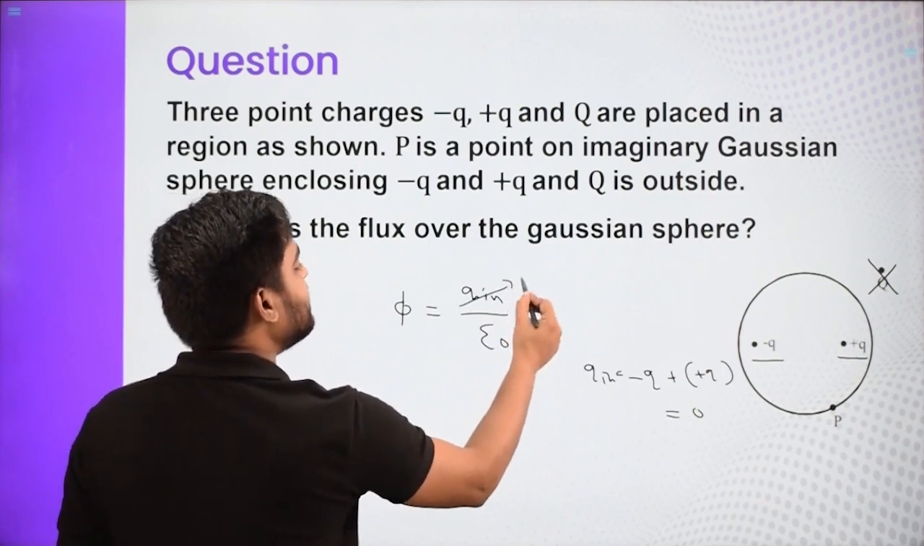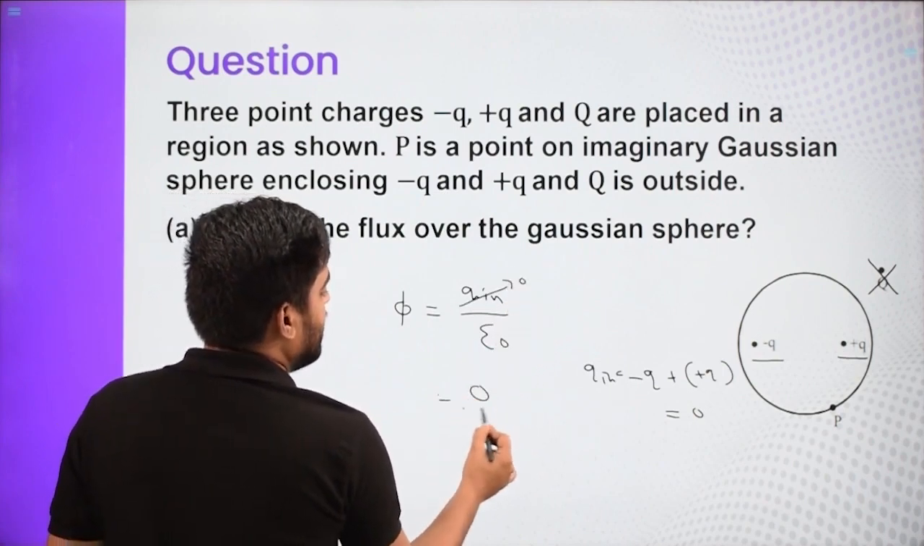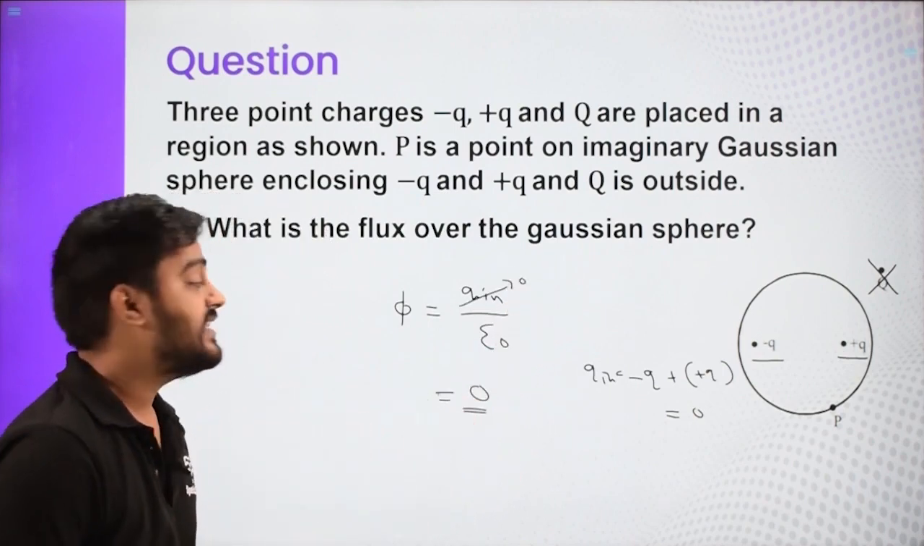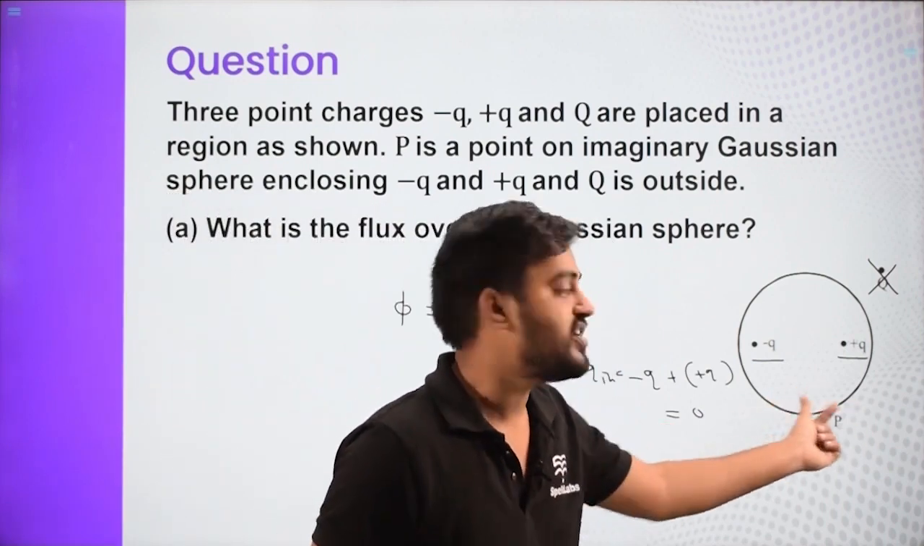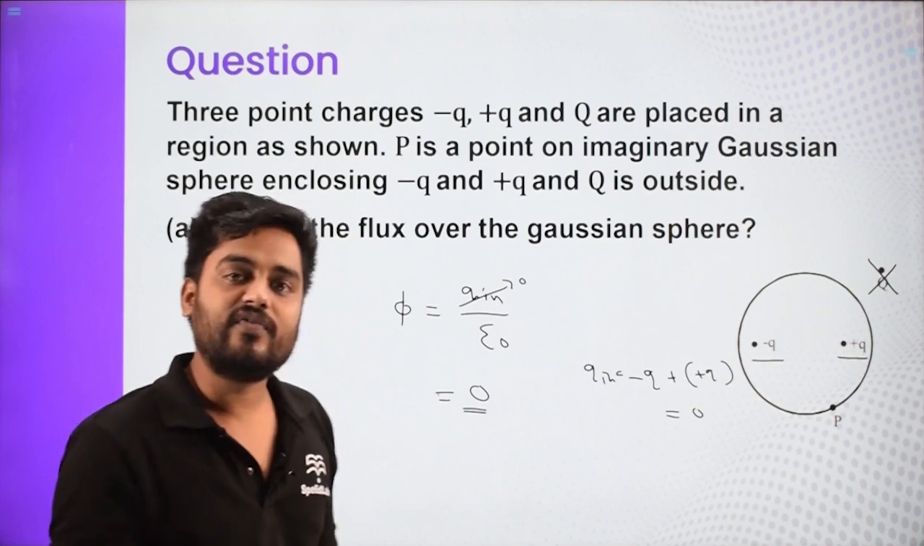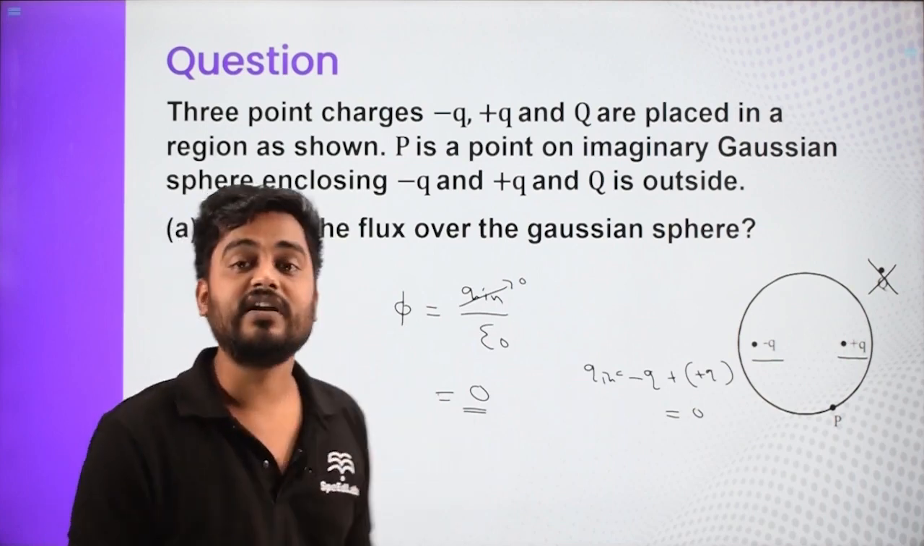Since this is 0, the total flux through this closed Gaussian surface is nothing. I am saying total flux. I am not saying flux through this particular region or that particular region. The entire flux through this Gaussian sphere is 0.